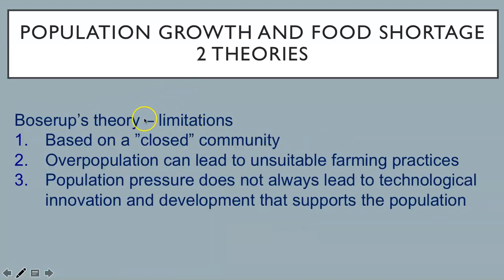Limitations of this theory is that it is also based on a closed community. Overpopulation can lead to unsuitable farming practices, and population pressures do not always lead to technological innovation and development that supports the population, right? This kind of development is limited to the more economically developed countries.